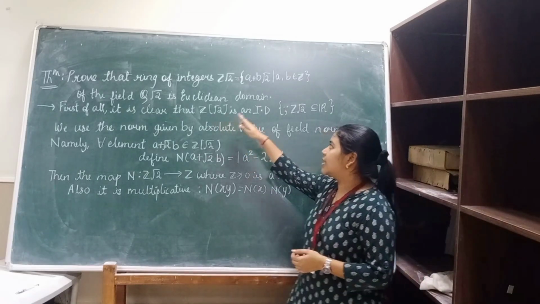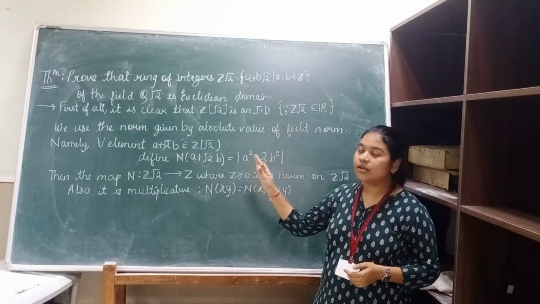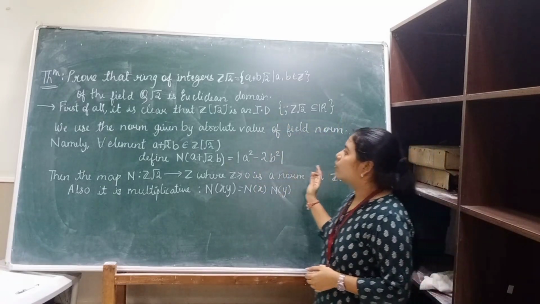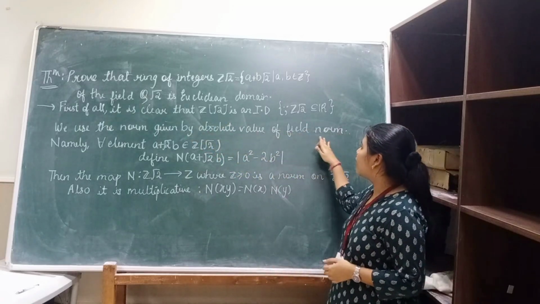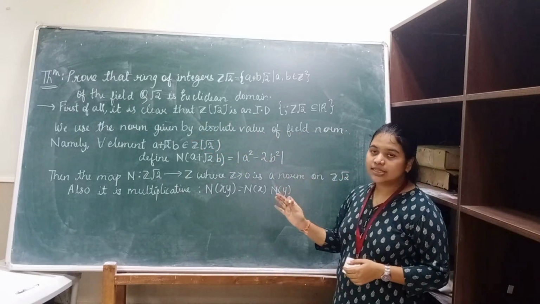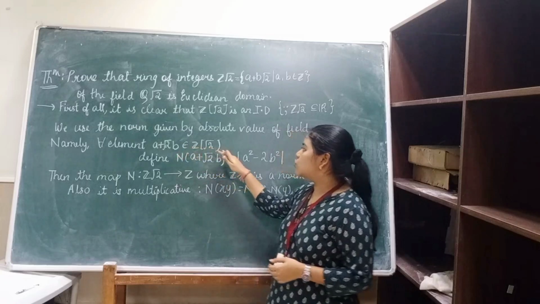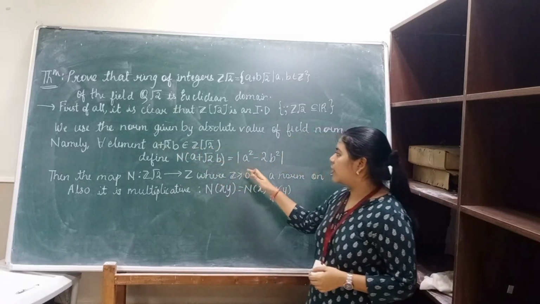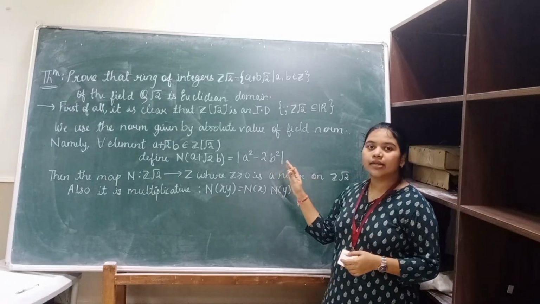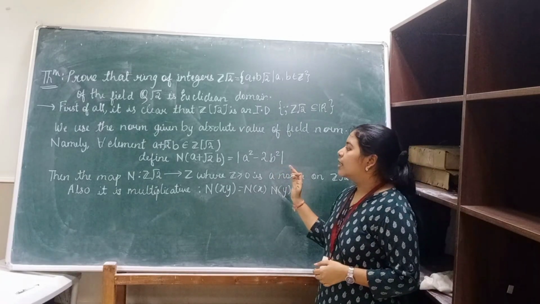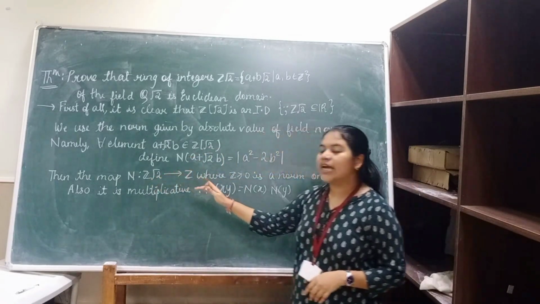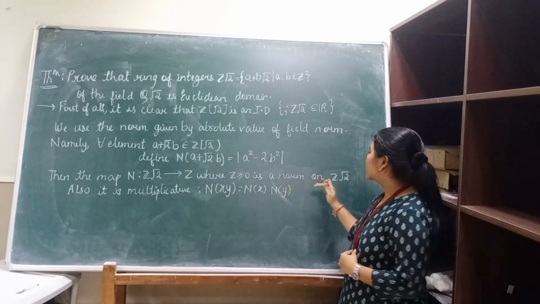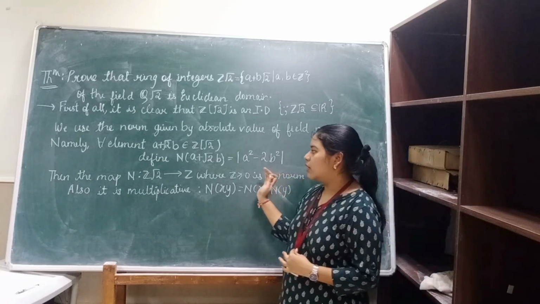So first of all, we can say that Z[√2] is an integral domain since Z[√2] is contained in R. Now, we use the norm given by the absolute value of the field norm, which says that when a + √2 b belongs to Z[√2], the norm of a + √2 b will be equal to the modulus of a² − 2b². Then the map N from Z[√2] to Z, where Z is greater than or equal to 0, is a norm on Z[√2].